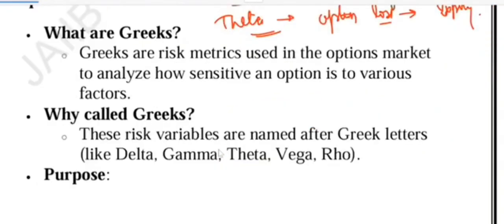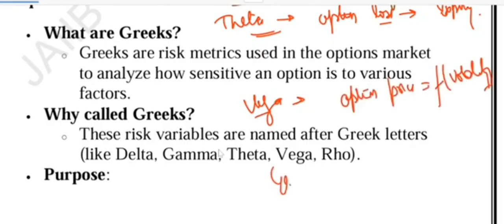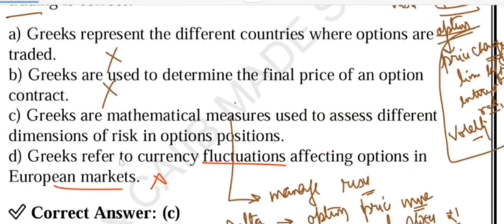Then we have vega. Vega is another kind of Greek. Vega shows how option price changes with volatility. So it shows how option price gets affected by volatility. Then gamma. Gamma is another kind of Greek. It shows how delta changes. And finally we have rho. Rho shows sensitivity to interest rate. And what about option D? Let's look at option D. It says that Greek refers to currency fluctuation affecting options. No, that is wrong, because it has nothing to do with the European market or European countries.